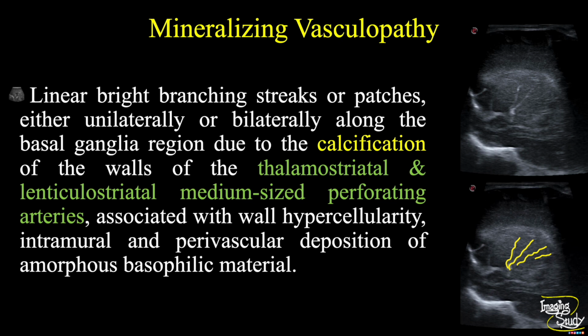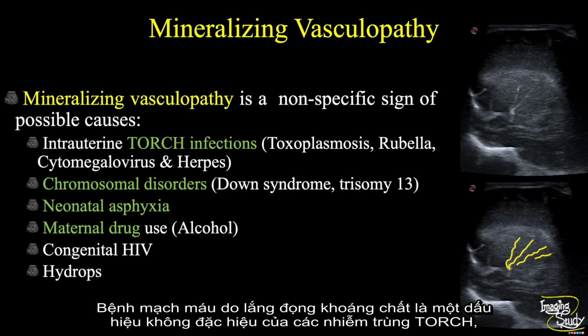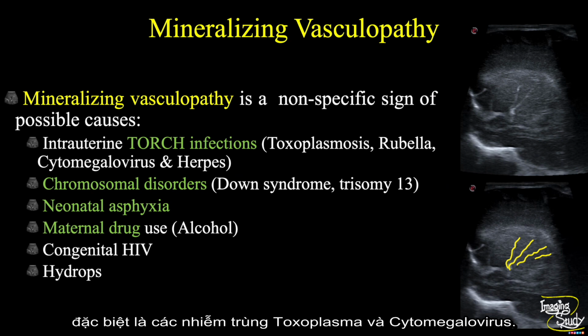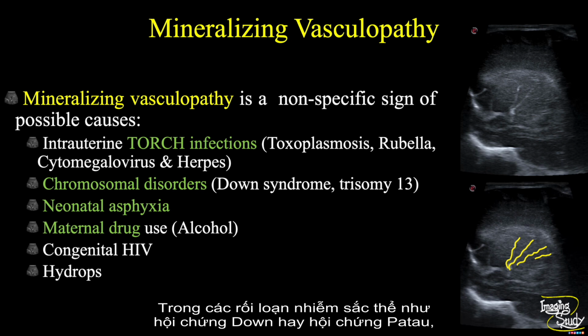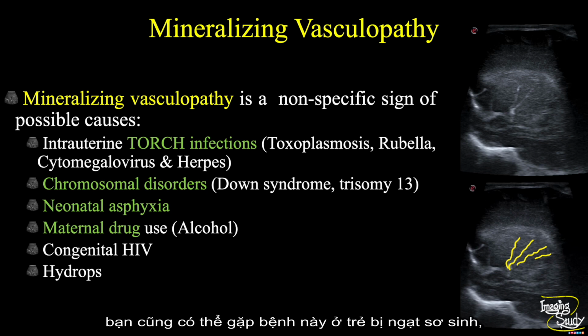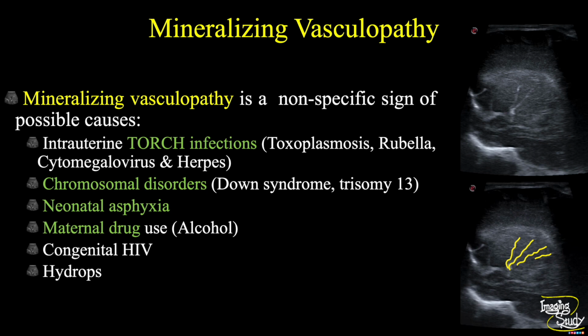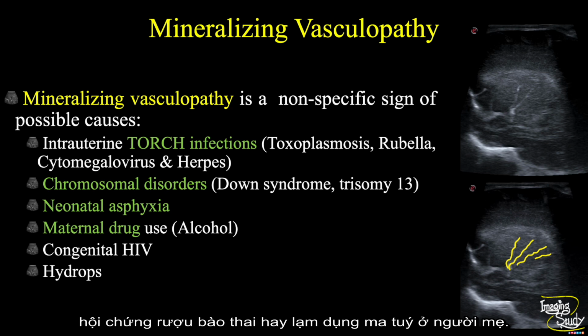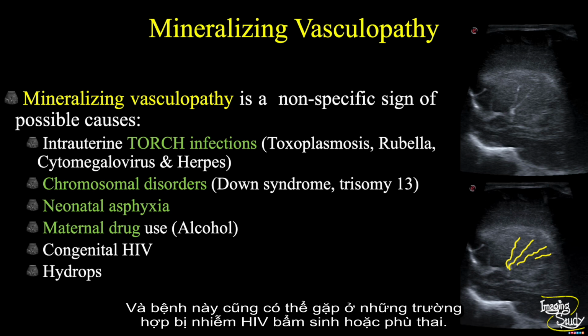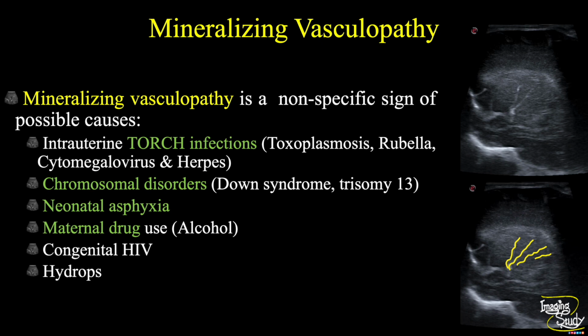So in which cases you will get this calcification of the thalamostriatal and lenticulostriatal vessels? Mineralizing vasculopathy is a non-specific sign of TORCH infections, especially in toxoplasma and cytomegalovirus infections. In chromosomal disorders like Down syndrome or Patau syndrome, you may also see it in neonatal asphyxia, fetal alcohol syndrome or maternal drug abuse, and it also can be seen in congenital HIV infection and hydrops cases.